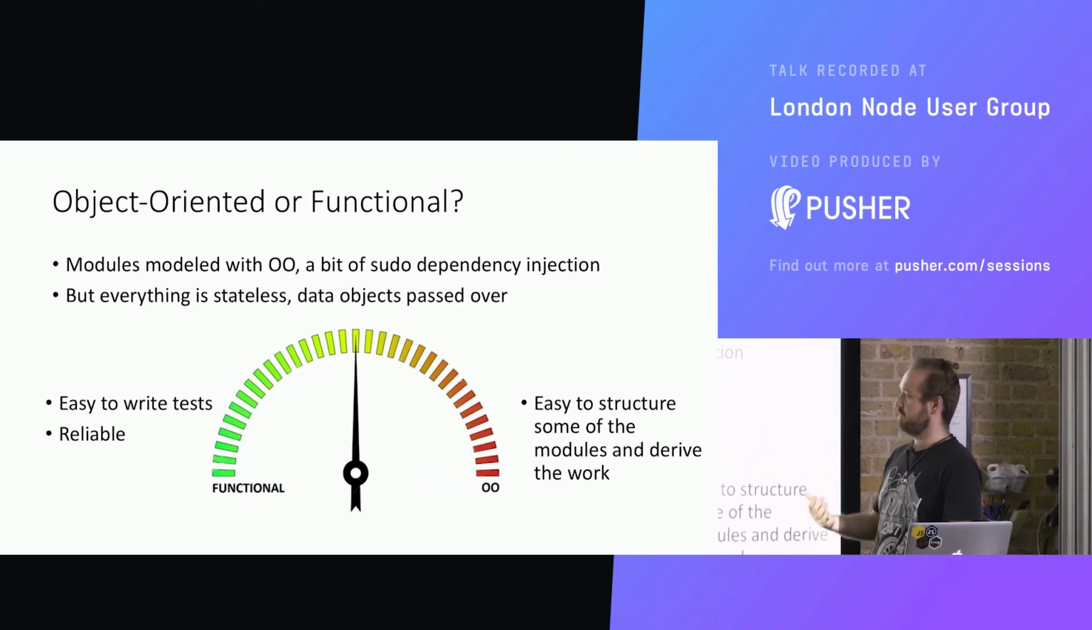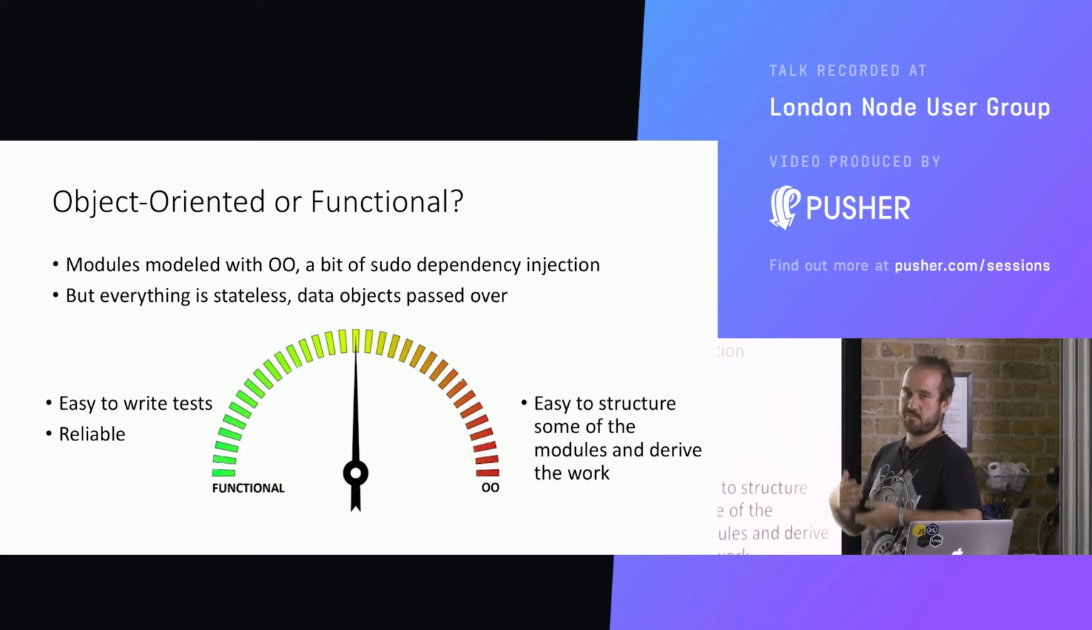And the same goes with functional and object-oriented. We try to actually have modules that would be derived, that would be object-oriented, but the way we would handle the data was completely functional. So we would focus more on having reliable methods that we can test easily, just putting data in.